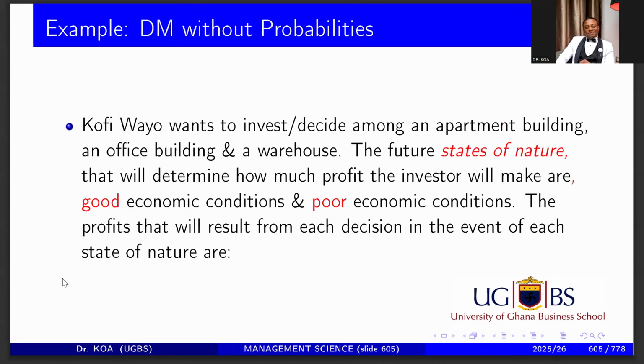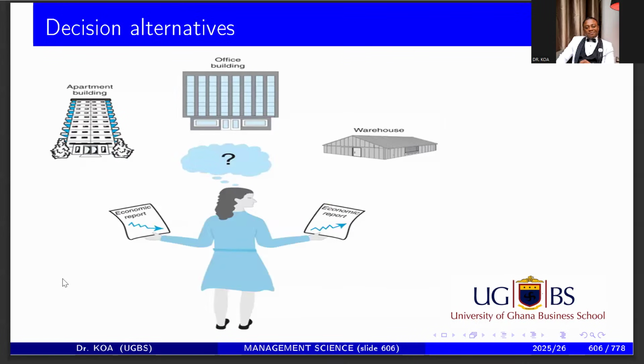Kofi Wayo wants to invest among an apartment, an office building, or a warehouse. So you can see that Kofi Wayo has a choice to put money into an apartment building, an office building, and a warehouse. Normally, if I should ask each one of you, which one would you put your money in? I'm sure everybody will have a reason why he would choose one of them. Kofi Wayo has a choice.